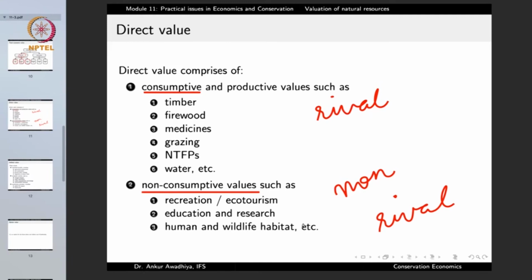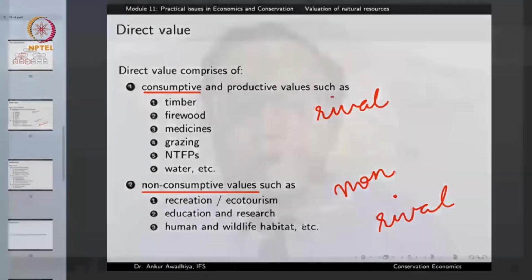So what are the consumptive values? How do you use a forest in a way that you are consuming the forest? Things like timber or firewood. Now, timber and firewood are consumptive values because if I consume the timber, that is, I extract the timber out of the forest, then less timber is available for you to extract or for anybody else to extract. So the total amount is limited, and the more any person takes out, the less is available for anybody else. So these are consumptive values. People are consuming the resources.